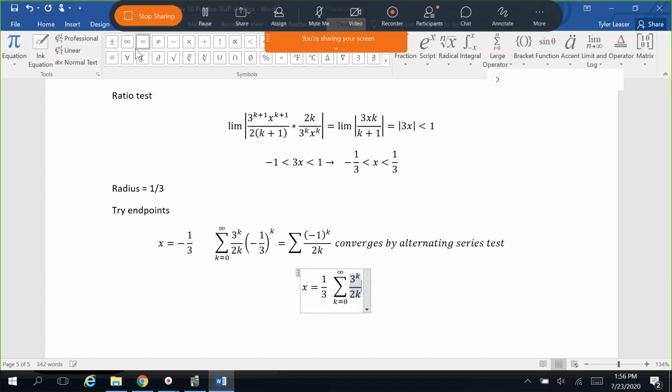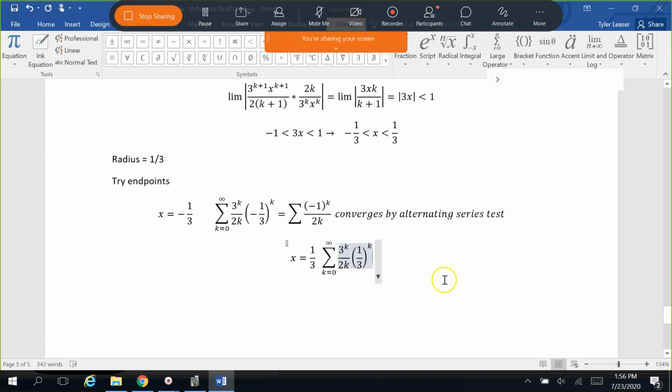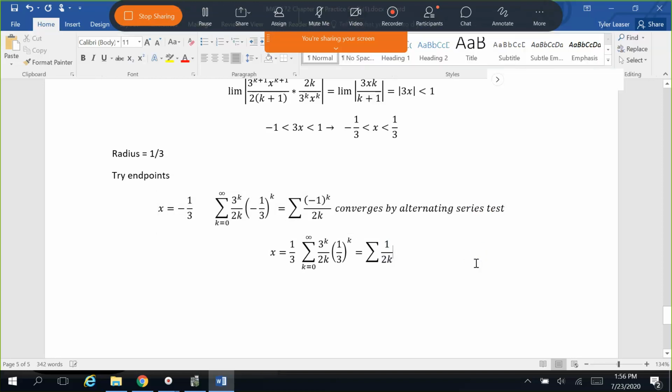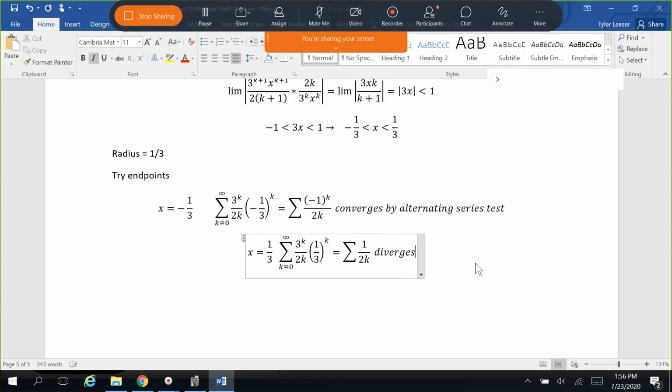So if I replace my x with positive 1/3, I get this. Again, the 3 to the k and the 1/3 to the k are going to cancel each other out. So we end up with just 1 over 2k. This diverges. It diverges because that's just the normal harmonic series multiplied by 1/2.